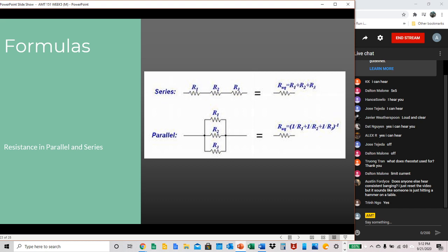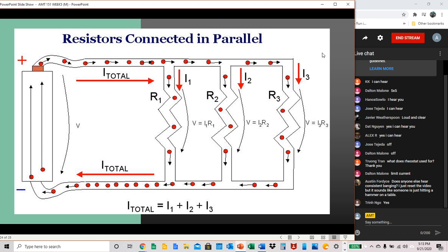And just as review, this was our formula last week when we were calculating total resistance in parallel circuits, and also our formula for calculating total resistance in series circuits. Here is another diagram that is a good way to follow.